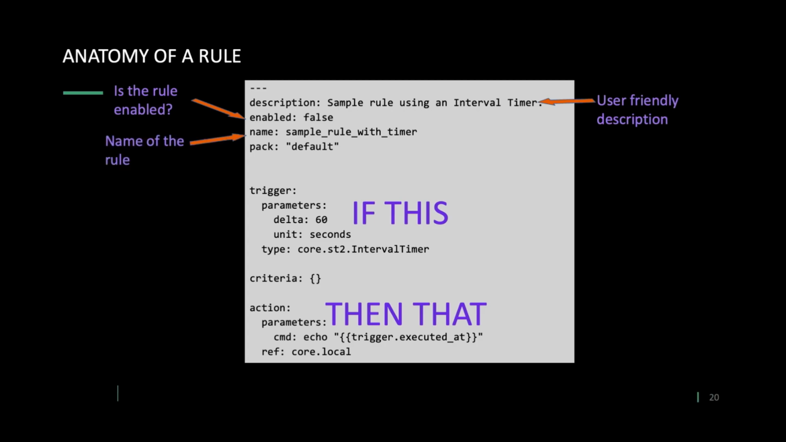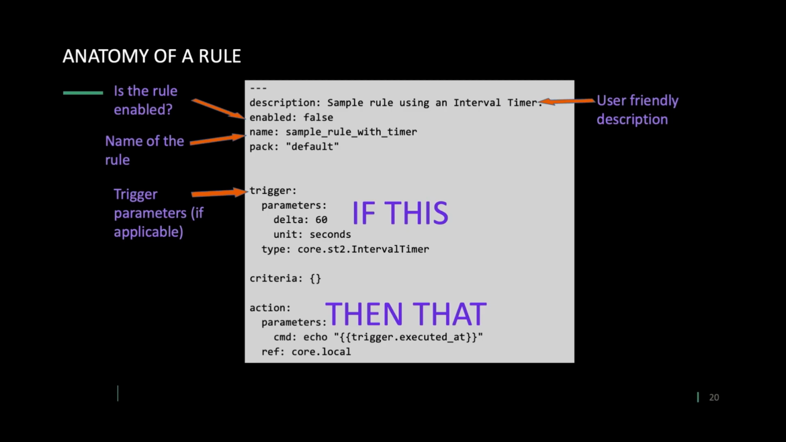We also give this a name, and then we associate this trigger. So this trigger here, the pack could be whatever you're calling it, right? So if you're calling it Swappy, I put Swappy in there. So that's the pack name that this rule is associated to. That way, when you do st2 ctl reload, it all lines up.